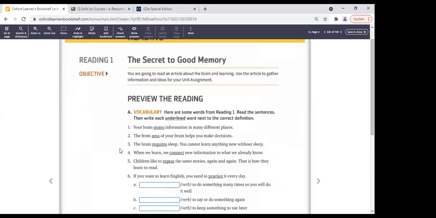Okay, reading 1. Secret to a good memory. Oh wow, what's the time? 7 past. Interesting. All right, we won't take this then.